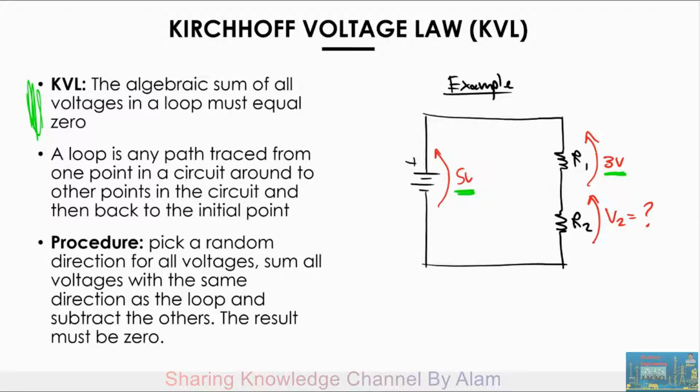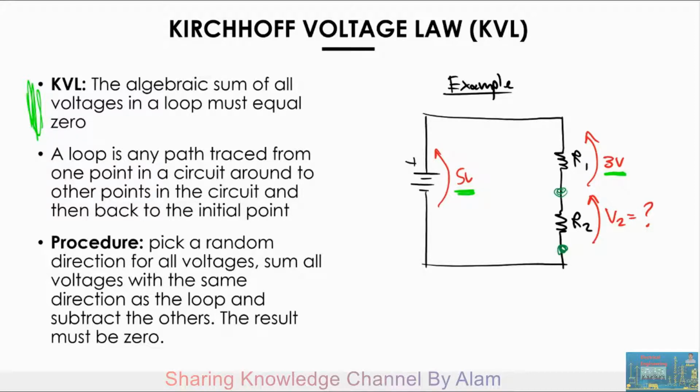You pick a random direction for the voltages, that is already done. And when I say a random direction, I mean apply a random orientation for the arrow of the voltage. Like in this case, we know the 5 volts is in this direction, so the potential is higher here than here. We know the 3 volts is in this direction. V2, we don't know yet what the direction of the voltage is. It could actually be directed the other way around. It doesn't matter. I decide that the voltage is most likely directed in this direction, so there is a higher potential here than here. So that is totally random.